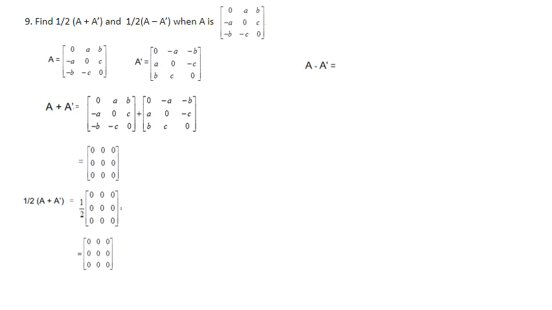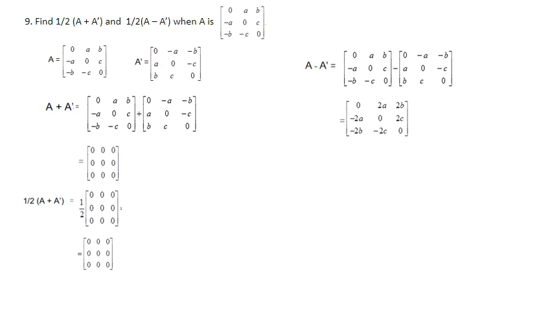Then we go for the next part, that is A minus A transpose. We are going to calculate it. We substitute the values of A and A transpose. Corresponding terms you have to subtract. 0 minus 0, that is 0. a minus minus a, that is minus minus plus, that becomes a plus a equal to 2a. b minus minus b, minus minus b is plus b, that is b plus b equal to 2b. In the same way, corresponding terms are subtracted and we have the final matrix, that is 0, 2a, 2b, minus 2a, 0, 2c, minus 2b, minus 2c, 0.